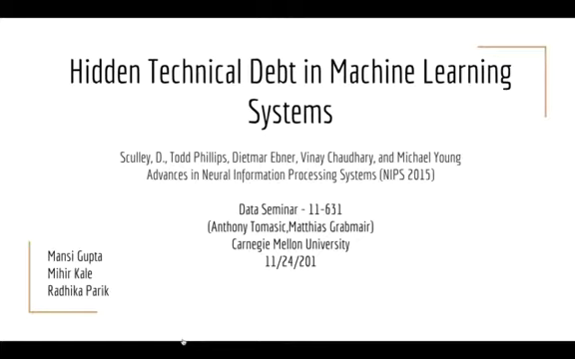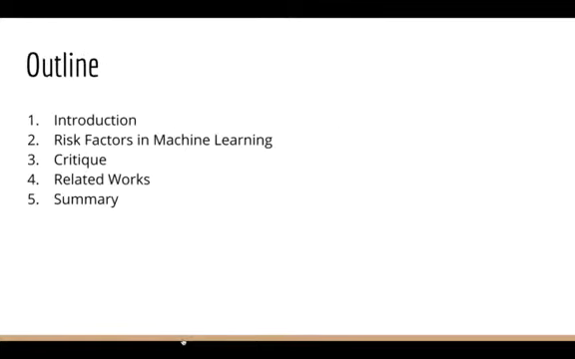Hello everyone, in this video we discuss the paper Hidden Technical Debt in Machine Learning Systems by Scully et al. Published in NIPS 2015. This video is presented by Mihir Kale, Mansi Gupta and myself Radhika Parekh. The presentation is outlined as follows. We start with an introduction of the concept of technical debt, followed by the risk factors in production machine learning that could accrue technical debt.